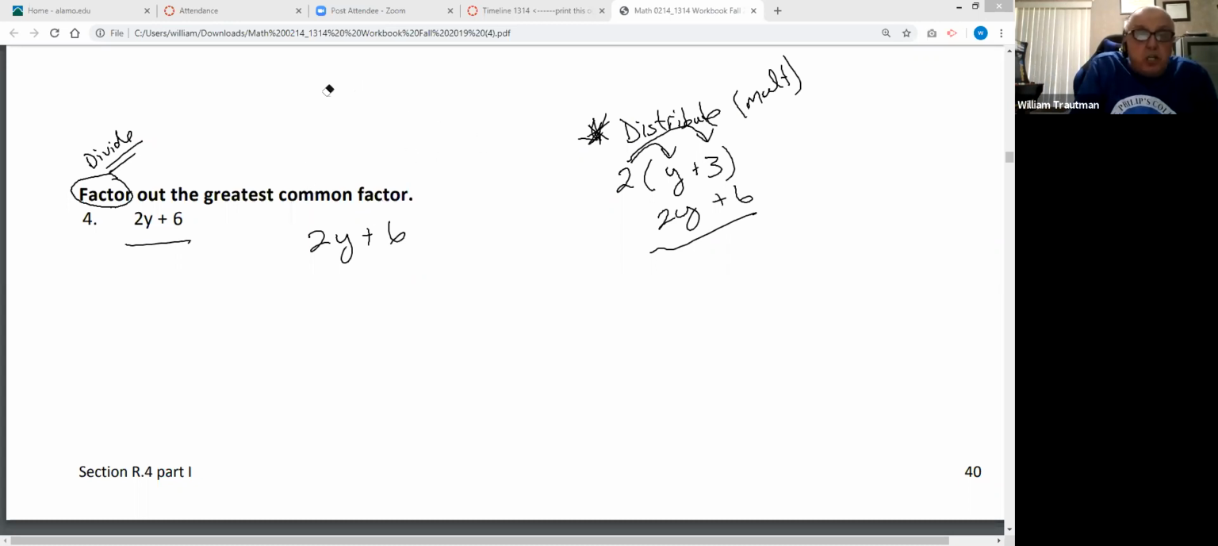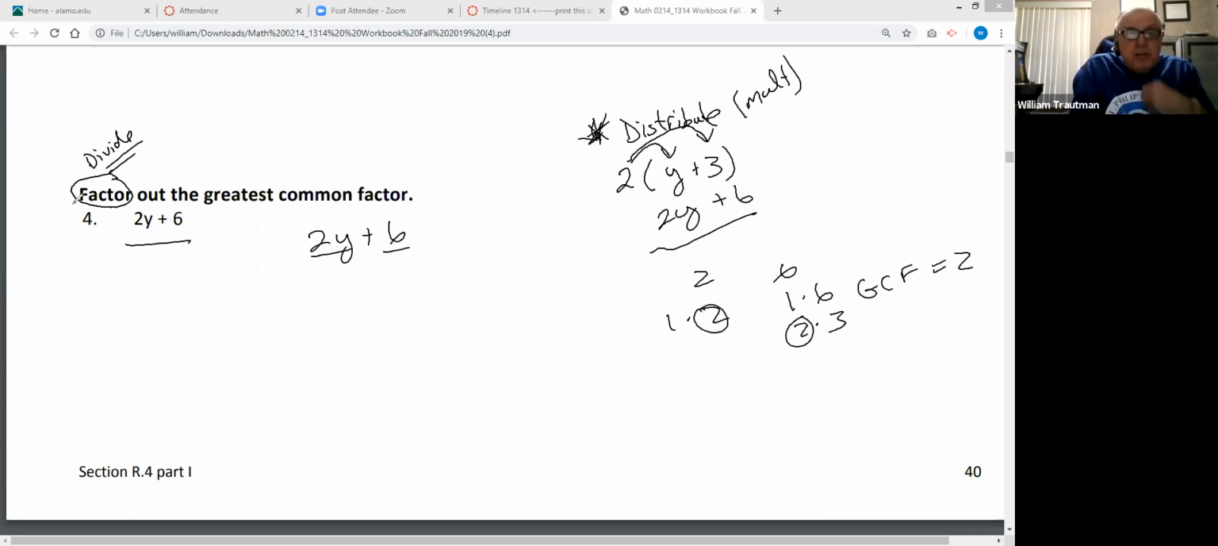So if you look at just the numbers, not the y, but just the numbers, 2 and 6. 2 is 1 times 2, 6 is 1 times 6, and 2 times 3. The greatest common factor, GCF, equals 2. Factor out the common factor. Factor means divide. Divide out 2. So I'm going to divide out 2. When I divide out 2, I'm just going to divide by 2.